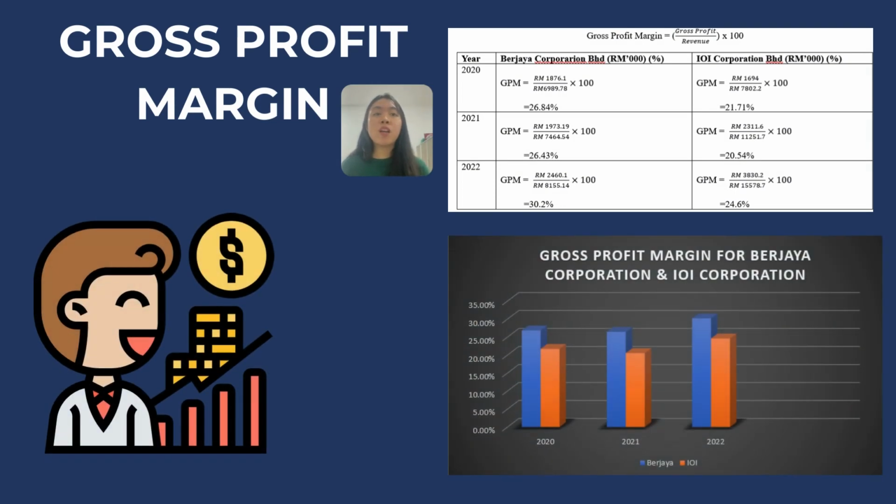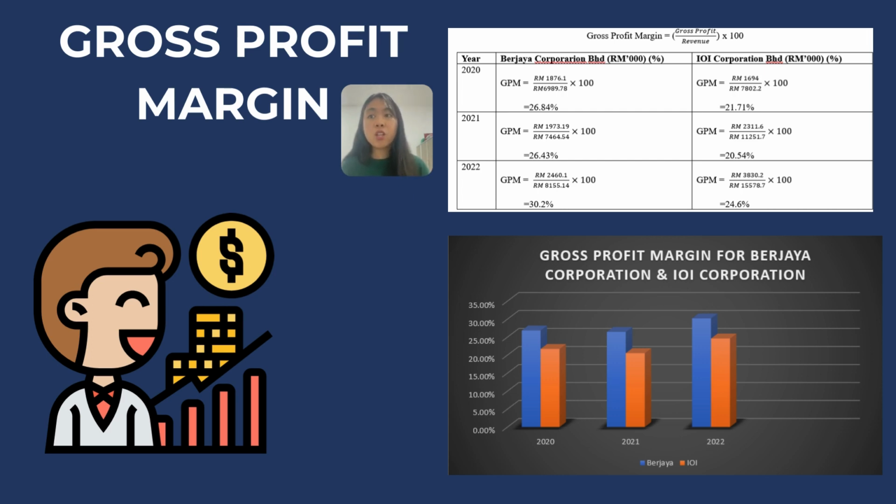Next, we're going to talk about gross profit margin. Gross profit margin is a financial metric that measures the percentage of revenue retained by a company after deducting the cost of goods sold, COGS. It is an essential profitability ratio that indicates how well the company is managing its production costs and pricing its products or services.